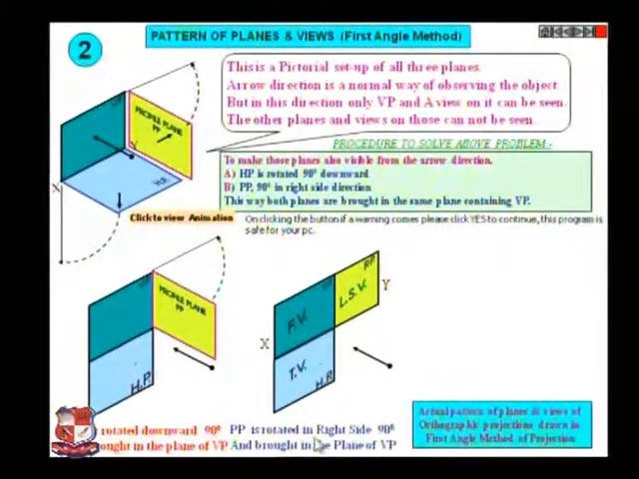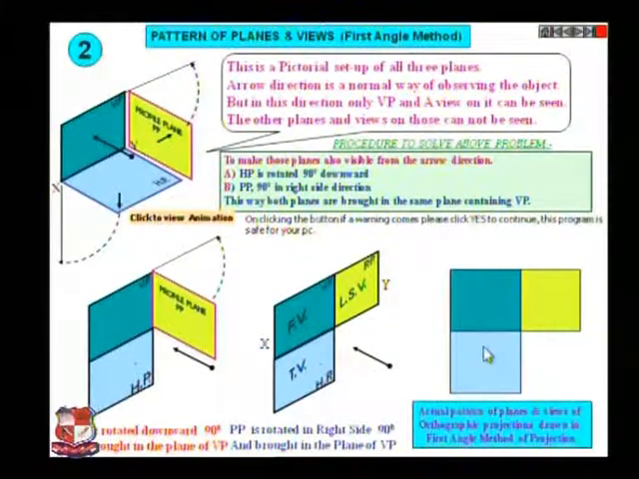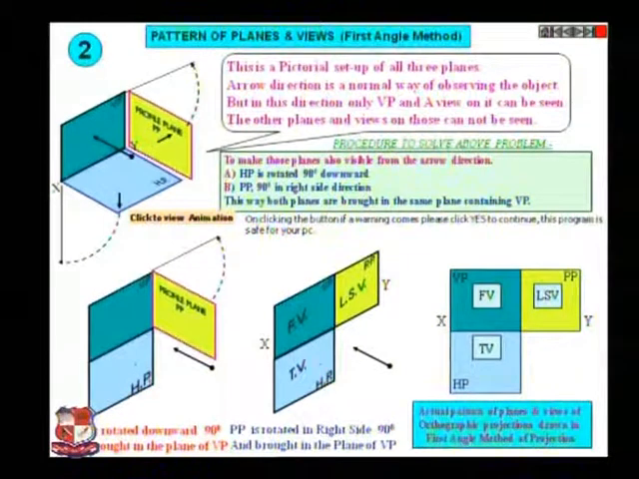PP is rotated in the right side 90 degree and brought in the plane VP. So first step is this, second step is shown over here. So finally this is the drawing. Three views: this is vertical plane, this is PP profile plane, and this is horizontal plane. XY line, front view, this is top view, and this is the left hand side view of given object.